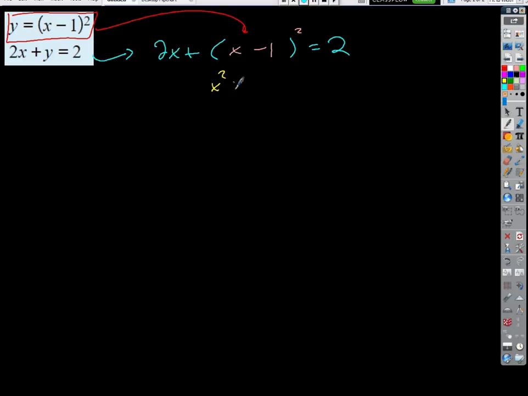X squared. Okay, good. Hunter's using the pattern, a minus b squared equals a squared minus 2ab plus b squared, right? Okay. So then we end up with a is x and b is 1. So I get a squared minus 2ab, so that's just 2 times x times 1, right? So x squared minus 2x plus 1 squared.